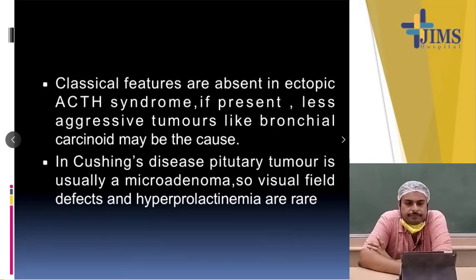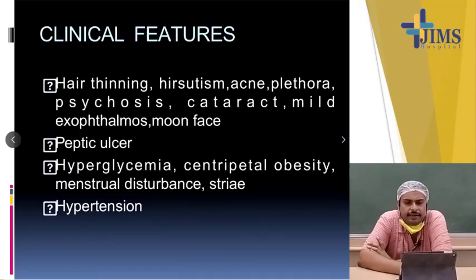Clinical features are hair thinning, hirsutism, acne, plethora, psychosis, cataract, mild exophthalmos and moon phases. As I told you, Cushingoid phases, you will get these things in the face. The hair will be thinned, there will be hirsutism. Hirsutism means male pattern of hair in the females. Acne, plethora, psychosis, cataract, mild exophthalmos and moon phases.